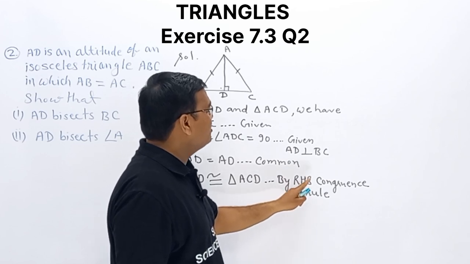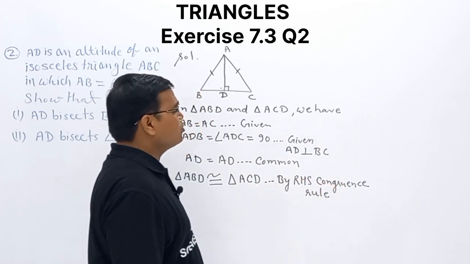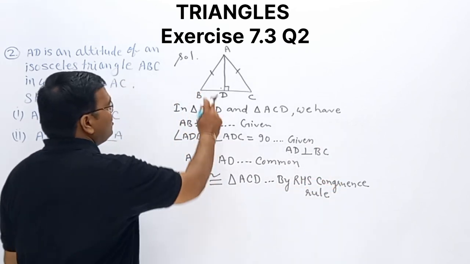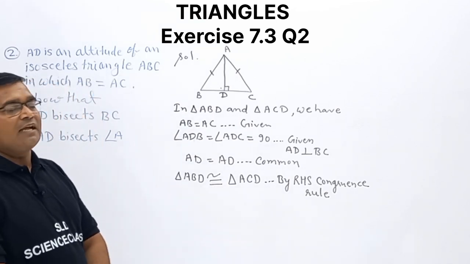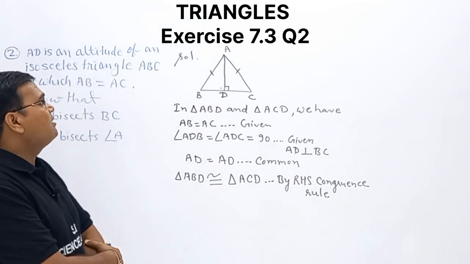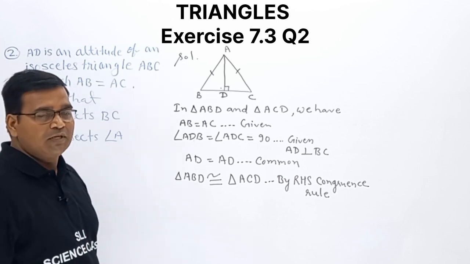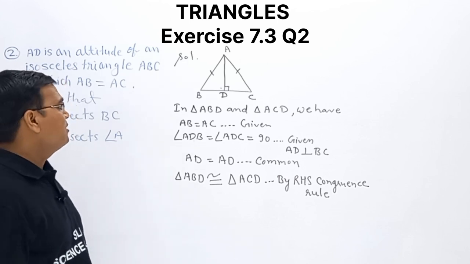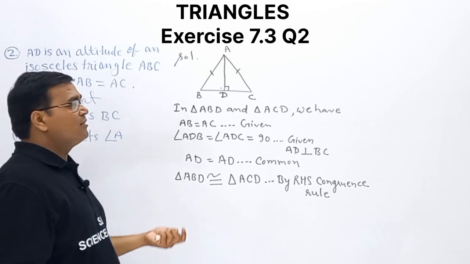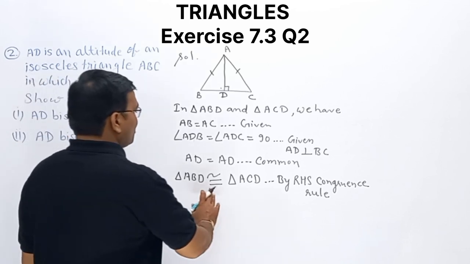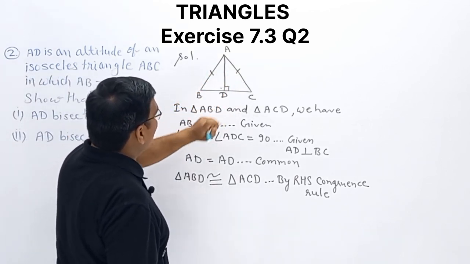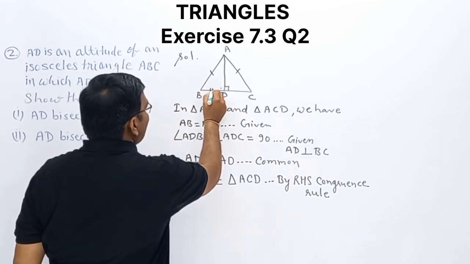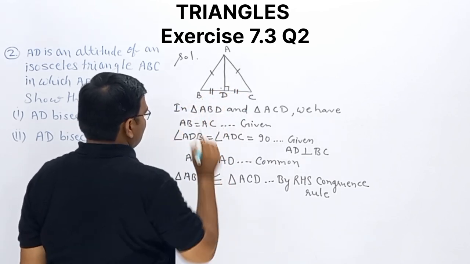Right angle hypotenuse side congruence rule, RHS congruence rule. We can say these two triangles are congruent. Once we proved two triangles are congruent, then corresponding parts of these triangles will be what? Equal. So what we can say? This equal to this one, given. This is common. So this side will be equal to this one.